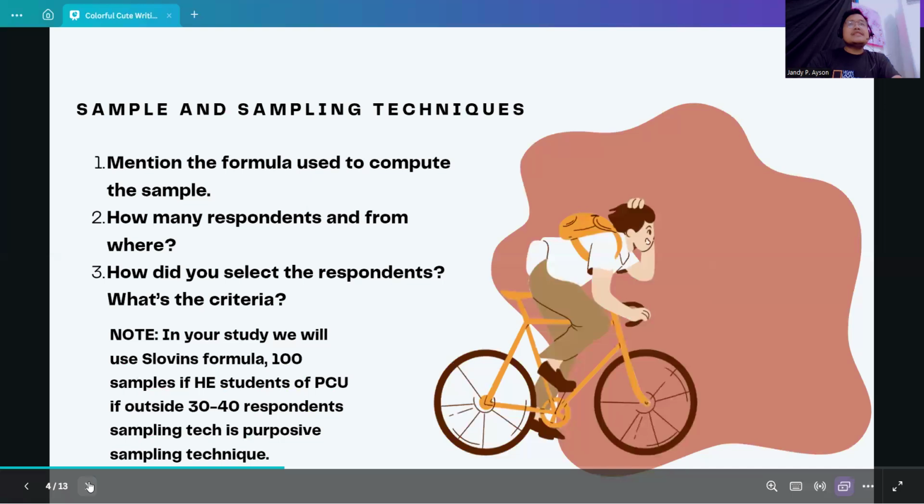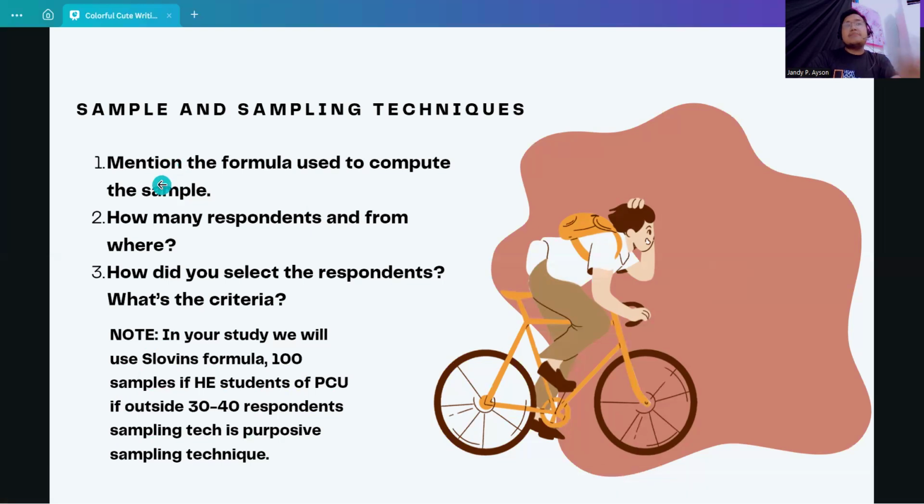sorry, sample and sampling techniques. So for the sample and sampling techniques, ito po yung mga sasagutin natin. Number one, mention the formula used to compute the sample. So you just have to mention the formula used to compute the sample. Later on, I will tell you what formula will we use. And then number two, how many respondents and from where? So, ilan at saka saan? And how did you select the respondents and what's the criteria?